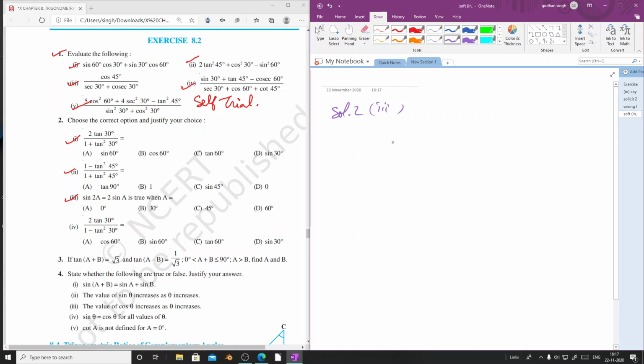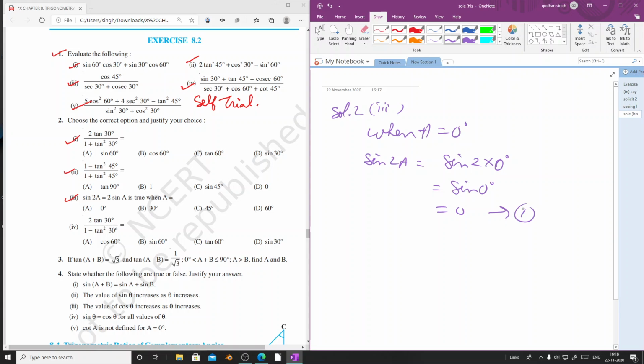So let us take the first angle. So when a equals 0 degree, in that case, what is sin 2a? Sin 2a will be equal to sin 2 into 0 degree, that is equal to sin 0 degree, and that is equal to 0.